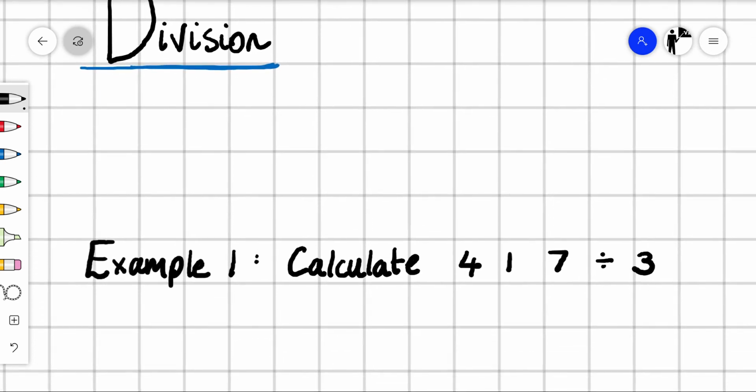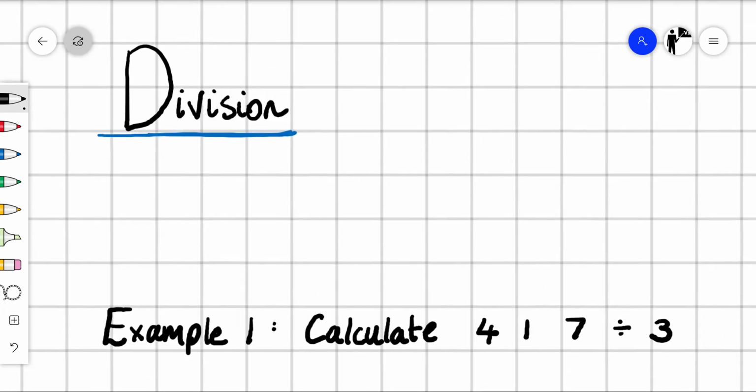Hi Primary 7. In this video we're going to have a look at how to divide using a formal algorithm. We'll do 3 examples and hopefully we'll be able to take you through this step by step.